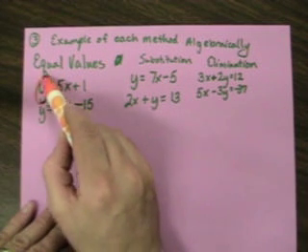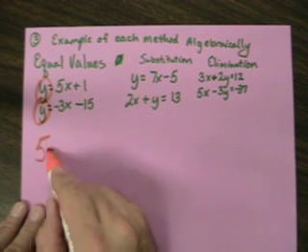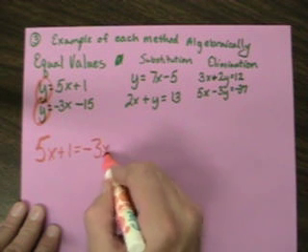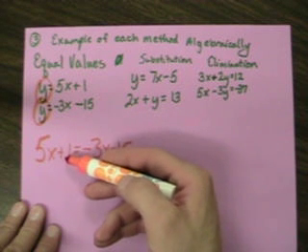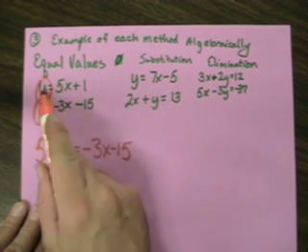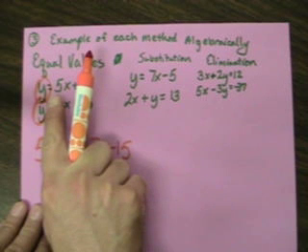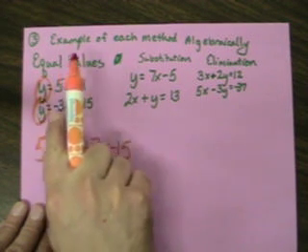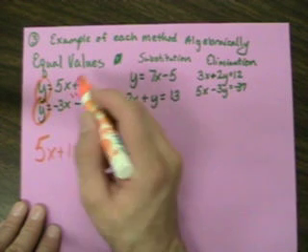Okay, both of these are solved for the same variable. Good candidate for equal values. We're going to do 5x plus 1 equals negative 3x minus 15. That's what we get to do when we have equal values. The rule says if two things are equal to the same thing, they're equal to each other. So both 5x plus 1 equals y and negative 3x minus 15 equals y. Both of these equal y, so they actually equal each other.